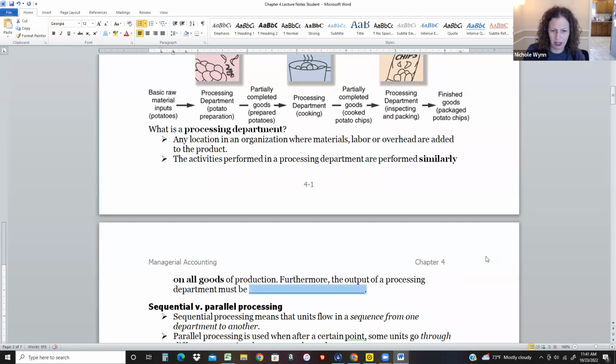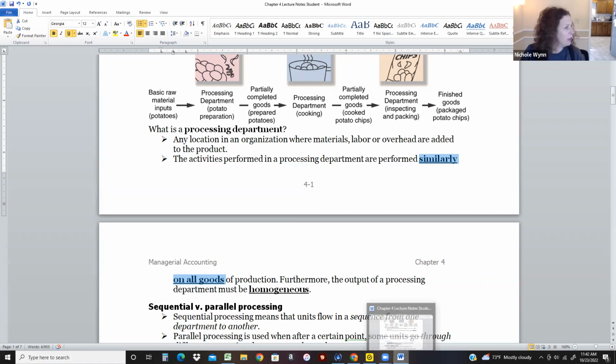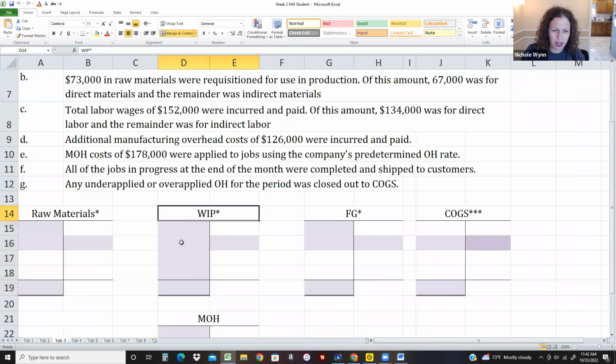And so the output must be homogeneous, meaning that at the end, everything should be the same. So all of our chips are prepared, or all of our chips are seasoned, or all of our chips are baked. So we can't let any goods through without letting them be completed in the department before they move on to the next department. So when the goods come into the department, they'll come here, and before they can come out, they have to be done.